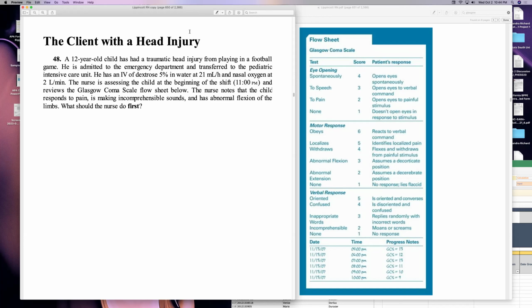So before we look at the answer choices, I want you to tell me, what is the patient's Glasgow Coma Scale score based off of this assessment? I'm going to give you a few moments to figure that out, and then we will go through it together.